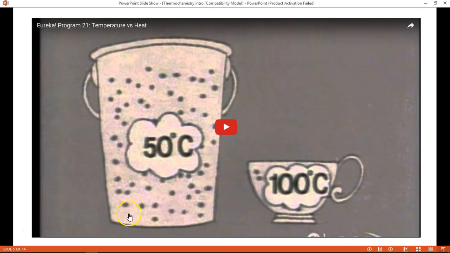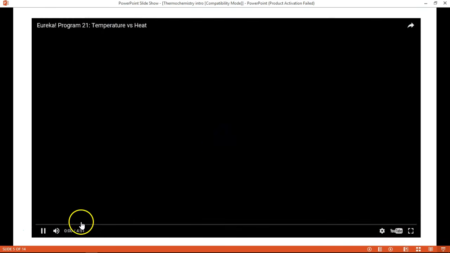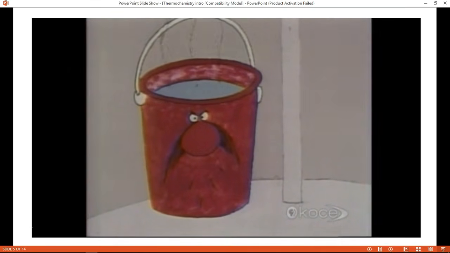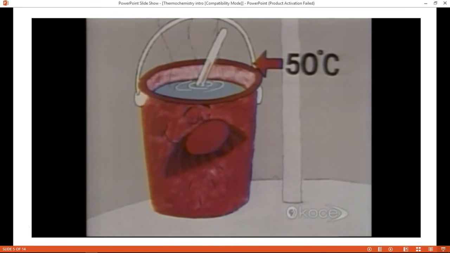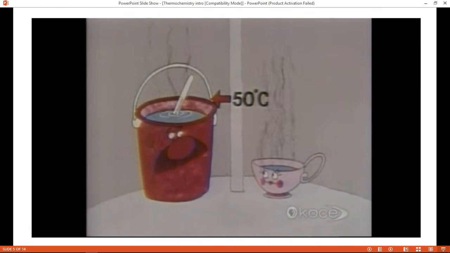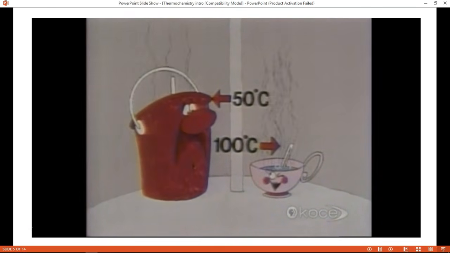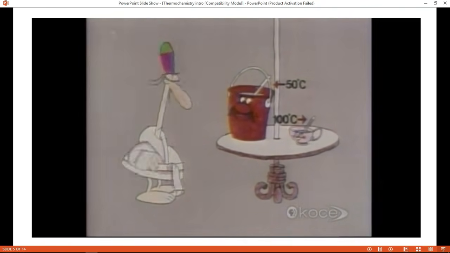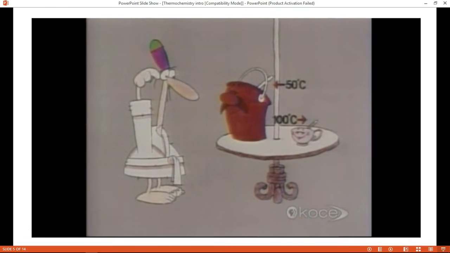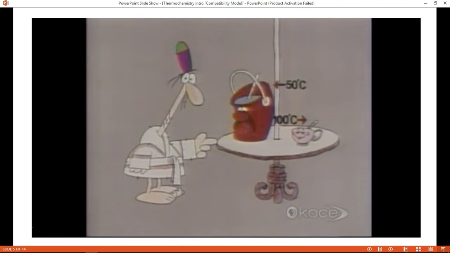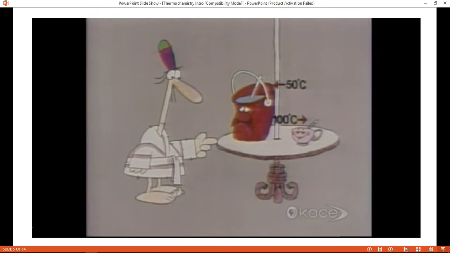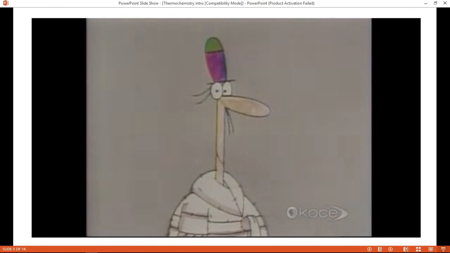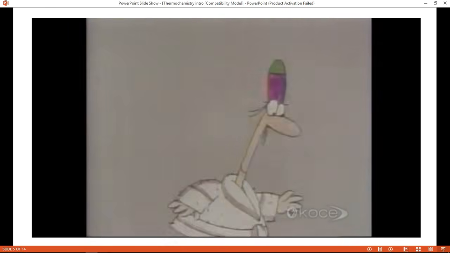It is another Eureka video. Temperature versus heat. Here's a bucket of hot water at 50 degrees Celsius. And here's a cup of freshly boiled water at 100 degrees Celsius. In which of these two containers are the water molecules moving faster? The bucket or the cup? That's right, because the degree of hotness of the water in the cup is much higher than the degree of hotness of the water in the bucket. And the hotter something is, the faster its molecules move.